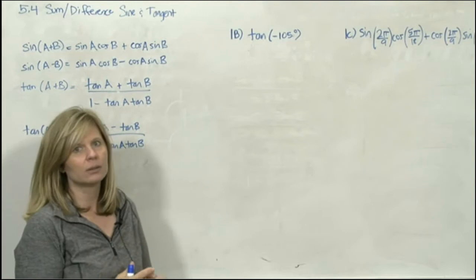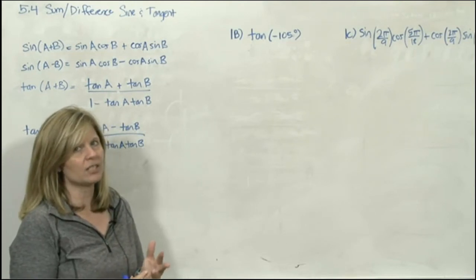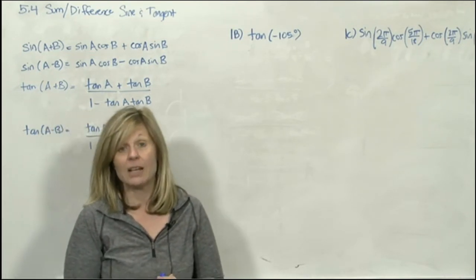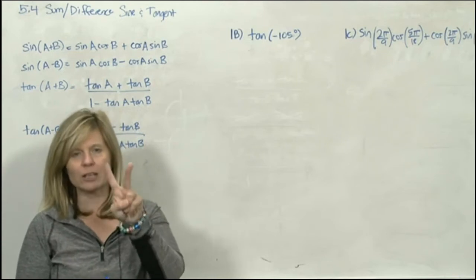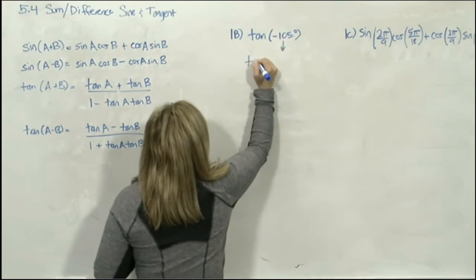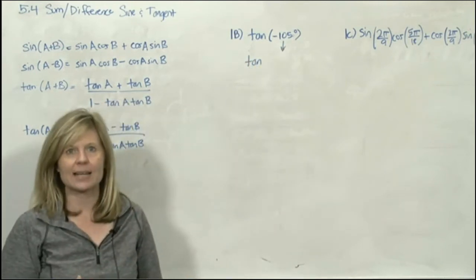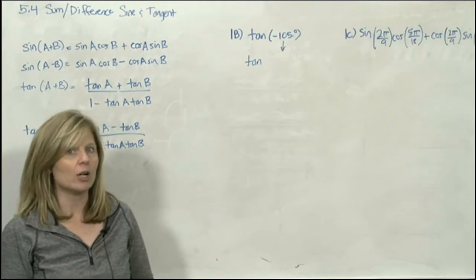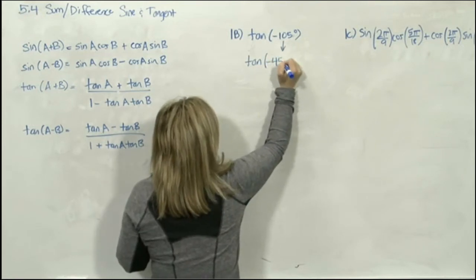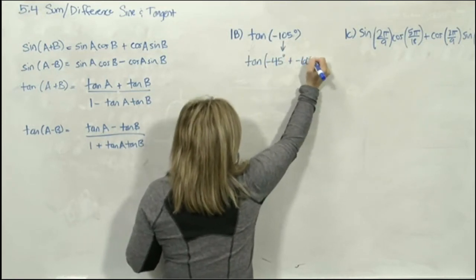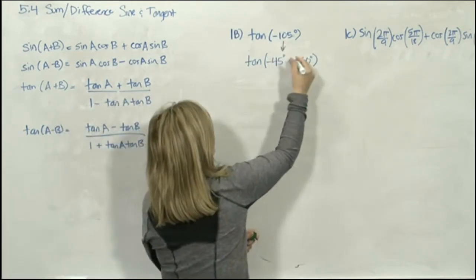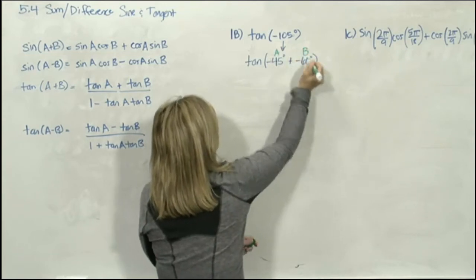Remember, we have 0, 90, 180, 270, 360, 30, 45, and 60. If you think about it, there are two angles that we can look up that we can add to make negative 105. And the two angles I'm thinking of are 45 and 60. 45 plus 60 would make 105 degrees. So if I want to add to negative 105, my angles are going to be negative 45 degrees plus negative 60 degrees. And what I've just done is I've changed this one angle into two. So now I have an alpha and a beta.